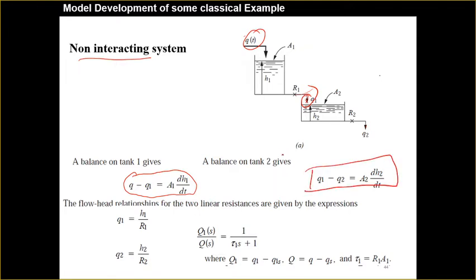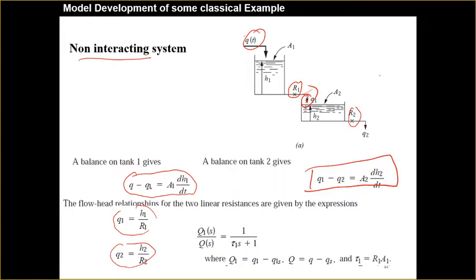Now, how to define R1 and R2? You can write Q1 is equal to H1 by R1, Q2 is equal to H2 by R2. Okay? Just put the value. And after that, what will you do? Take the deviation variables by subtracting the steady state.